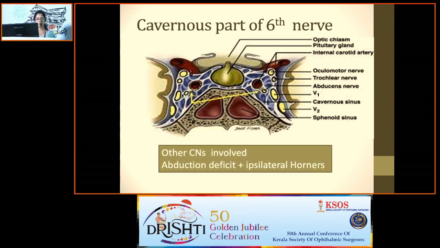The cavernous sinus, as you all know, may be associated with other cranial nerve palsies like 3, 4 and the first part of the fifth nerve, and the abducens nerve lies within the cavernous sinus. So it can be associated with an abduction deficit with ipsilateral Horner syndrome because of the sympathetics around the carotid plexus. So abduction deficit with ipsilateral Horner syndrome, you can think of cavernous sinus.